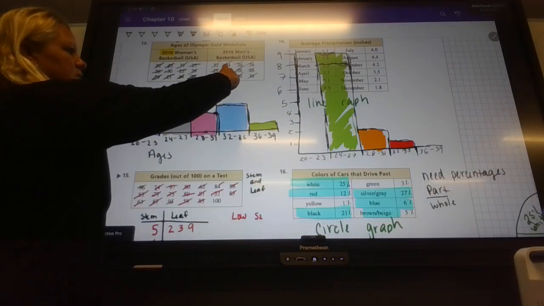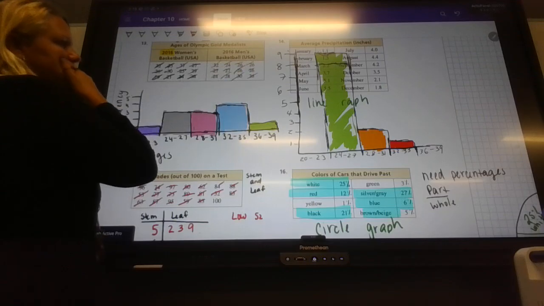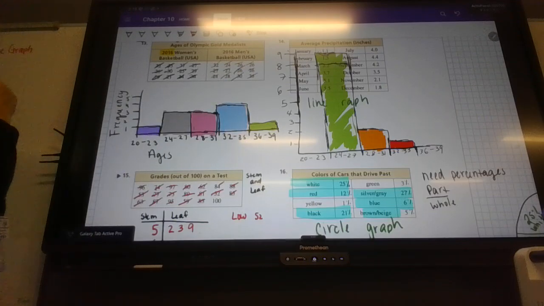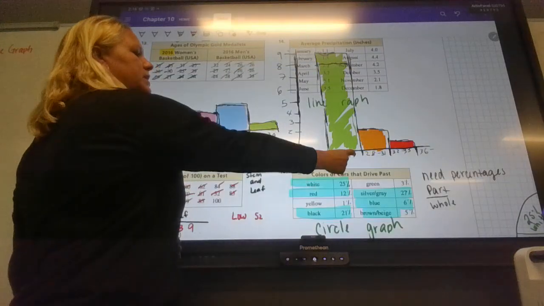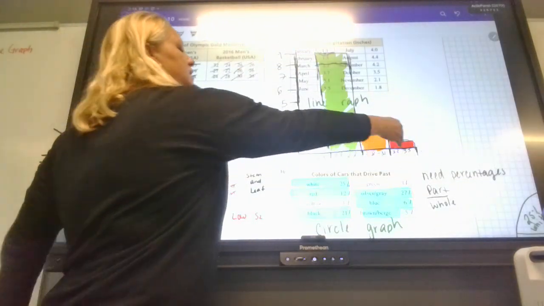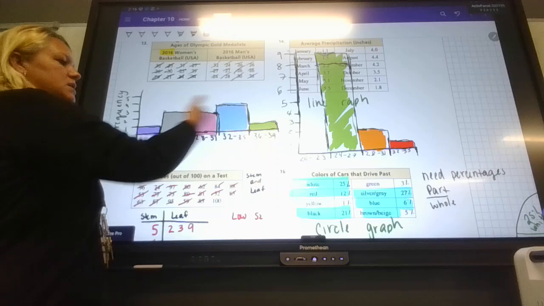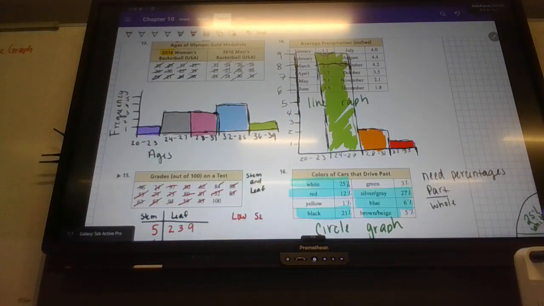We're talking about the skill. Alright, look how different it is. These are the same intervals, and men clearly peak between 24 and 27. As they go on, there's less, whereas the women actually have more of a spread between ages when it came to basketball and the Olympics. But yeah, making graphs.